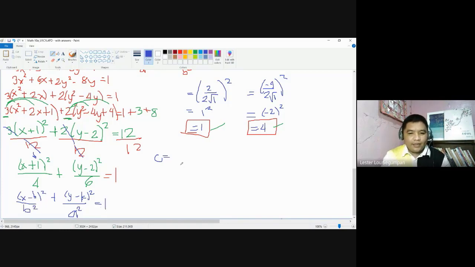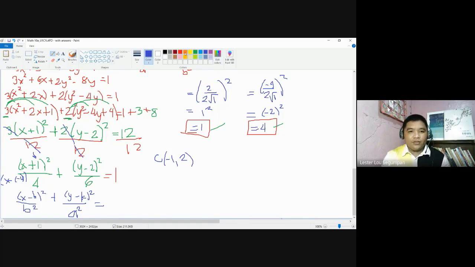So our center, let's see. Our center is x minus h, and this is x plus 1. So this can be written as x minus negative 1. So our center is at negative 1, and then this, no need to fix this, it's ready. Okay, negative 1 and 2. This is the center of our ellipse.